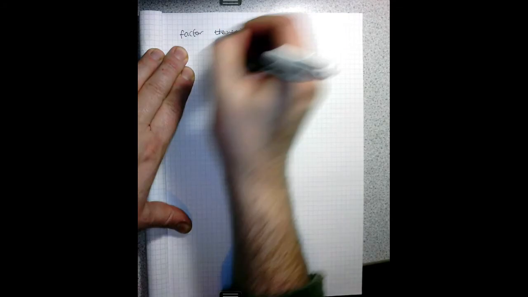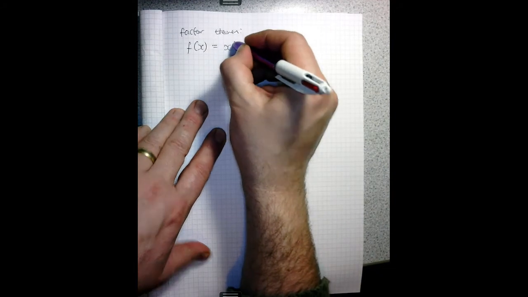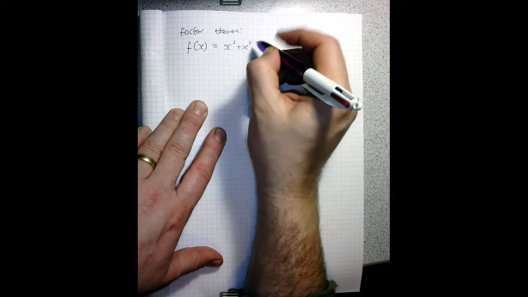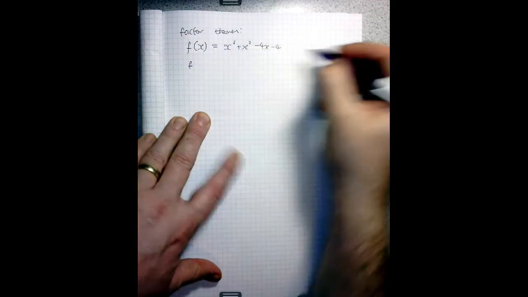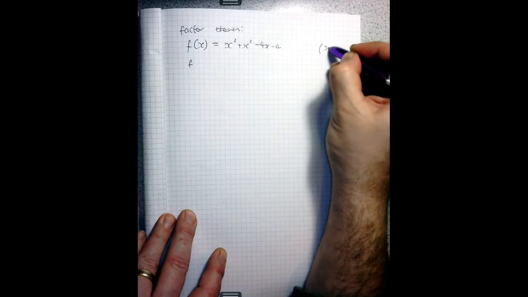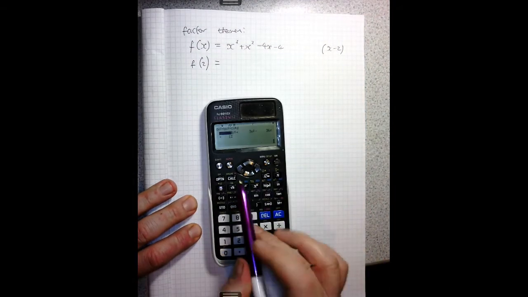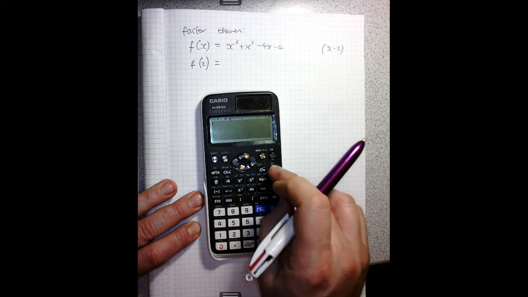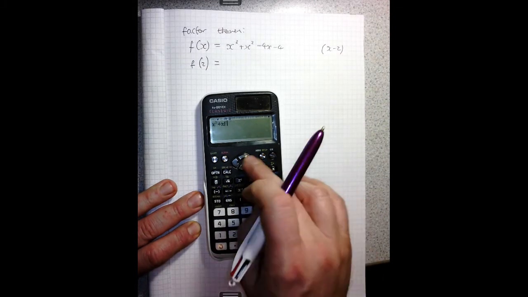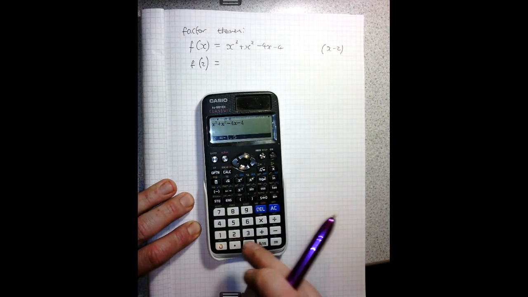we set up our function. f of x is x cubed plus x squared minus 4x minus 4. Remember what I want to show is that it's x minus 2, so I'm going to substitute in 2. Now, the calculator is your friend. The calc button, specifically, x cubed plus x squared minus 4x minus 4. Calculate when x equals 2.